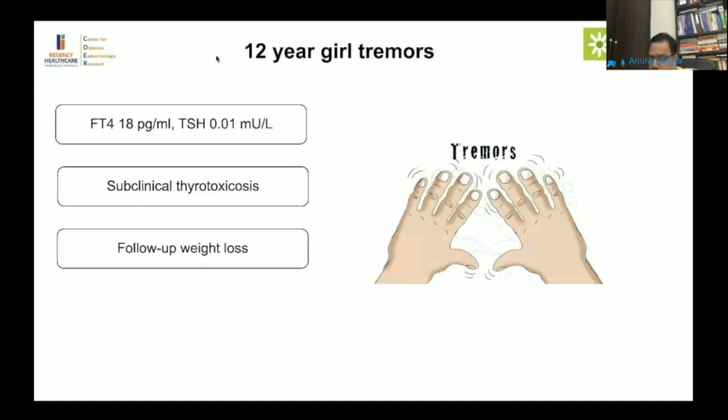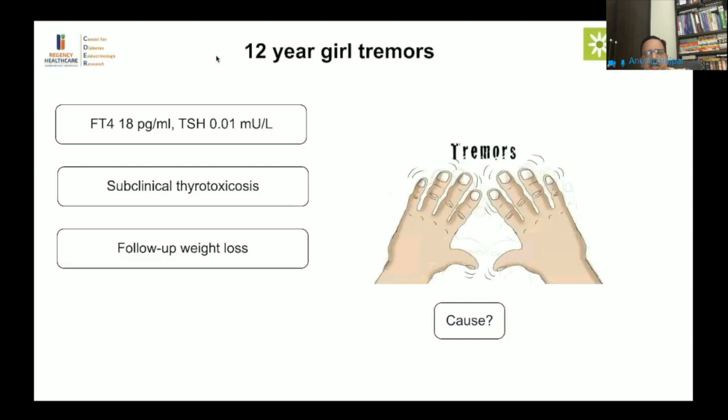Subsequent to that, no treatment was given and she presented 2 months later with further weight loss, and again the free T4 levels were normal. So what is going on here? What should be the cause or plan in this perspective? You can use the chat option to put in your entries as to what you're thinking of.